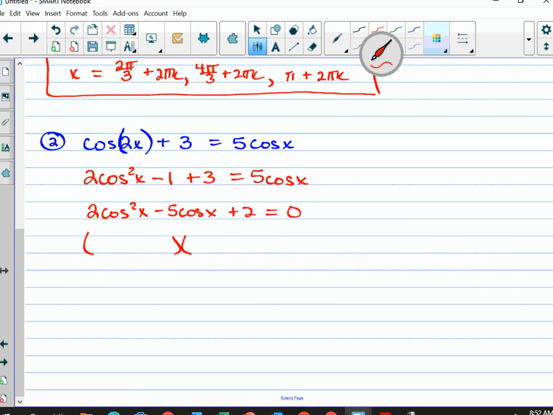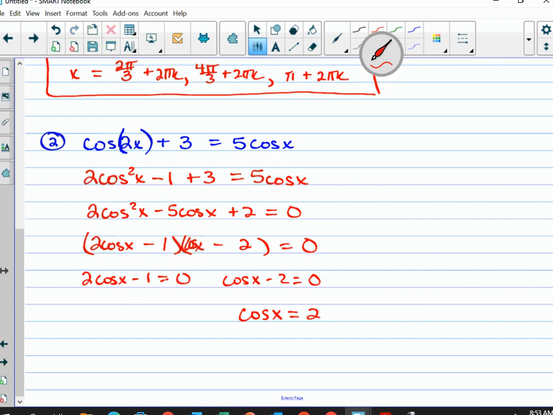And then we are factoring. Oops, sorry, minus 1. I forgot my cosine x. Alright, so then I'm looking at 2 cosine x minus 1 equals 0 and cosine x minus 2 equals 0. Guys, this one you get cosine x equals 2. Does cosine ever equal 2?